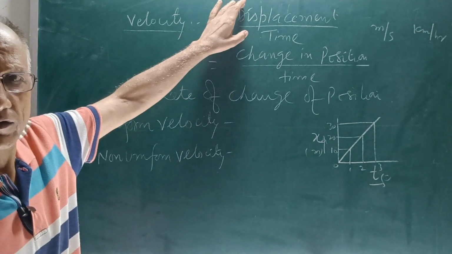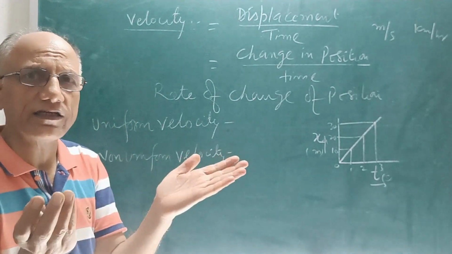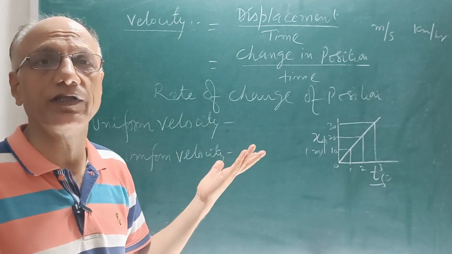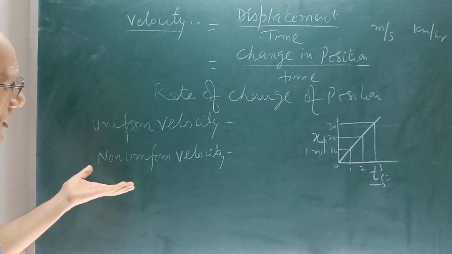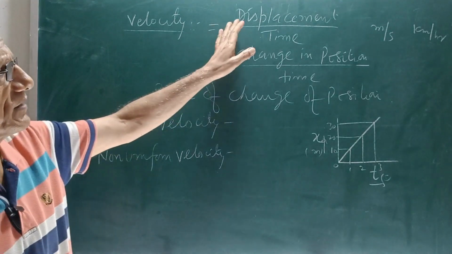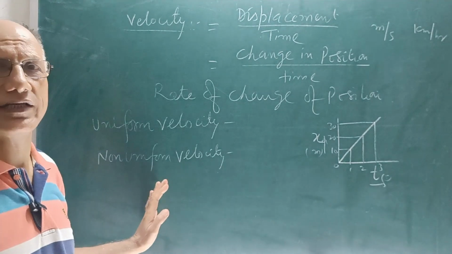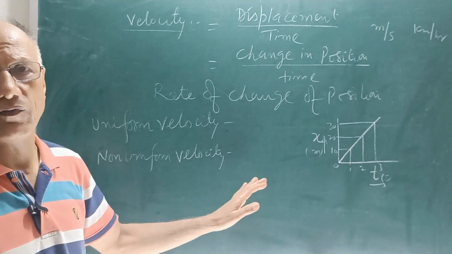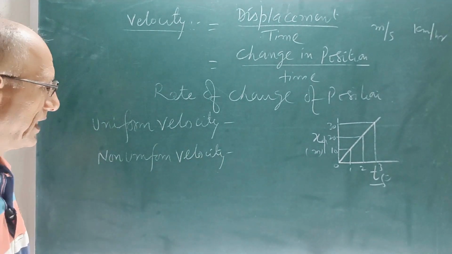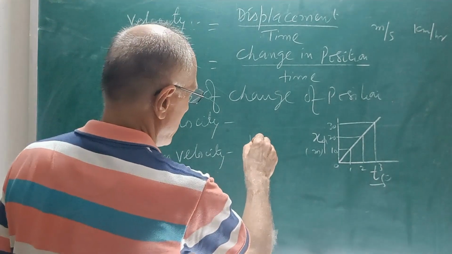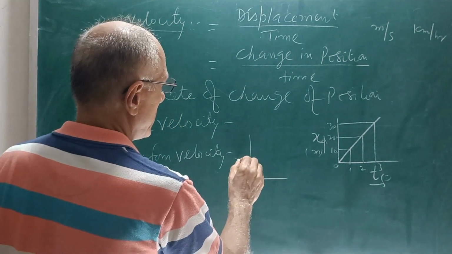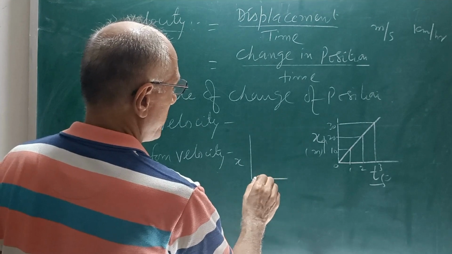If the body just changes the distance as displacement and the displacement will be there. So if a body covers unequal displacement in equal intervals of time, then the body is said to have non-uniform velocity. And the graph for this will be, here the x, here will be time.